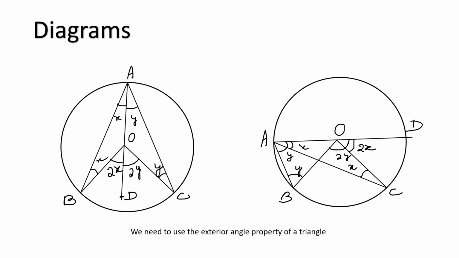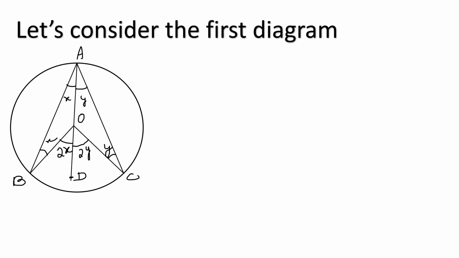The property that we are going to use to prove this is the exterior angle property of a triangle, which says the exterior angle is the sum of the opposite interior angles. So we need to form triangles in such a way that each triangle is formed using the radius of the circle, so that we can get an isosceles triangle. So let's consider the first diagram first.